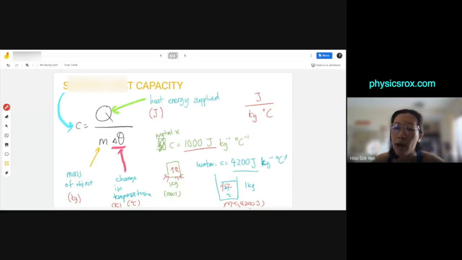Which one needs more heat energy, metal X or water, for the same mass? Water, correct? Water needs more. So water needs a lot of heat energy before the temperature can go up. Metal X needs less heat energy for the same mass for the temperature to go up.